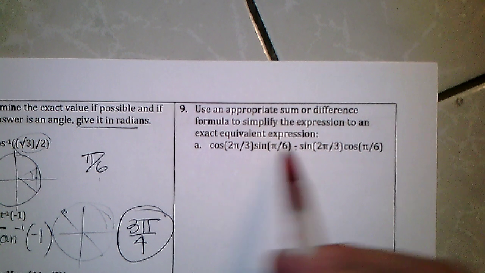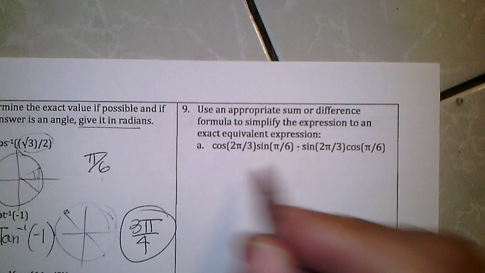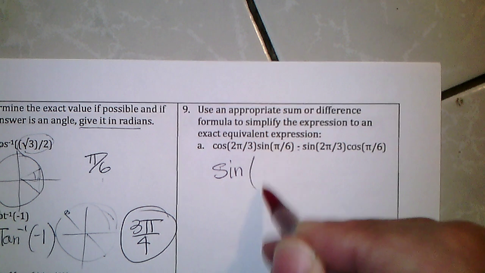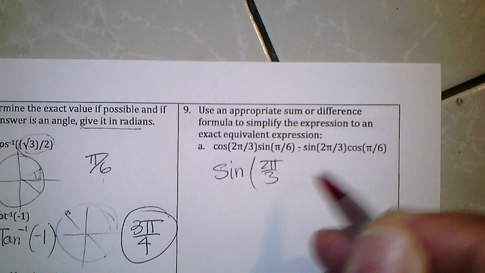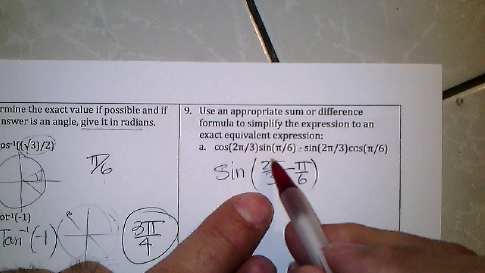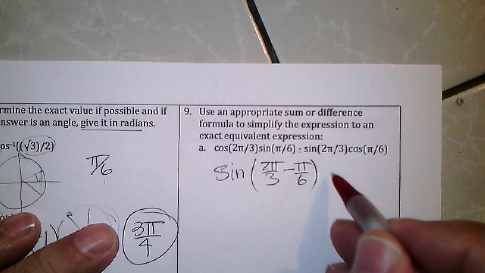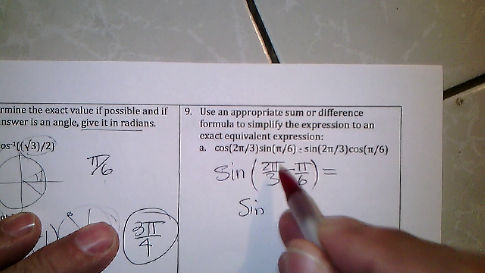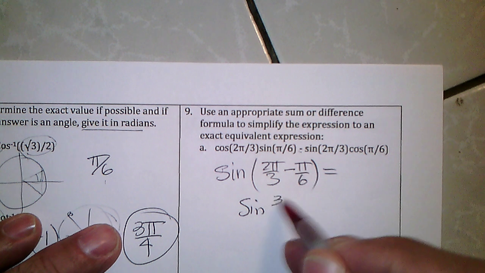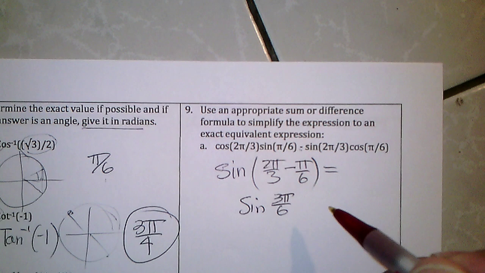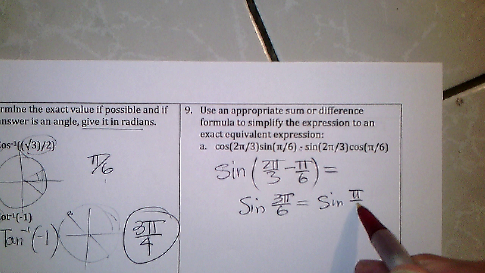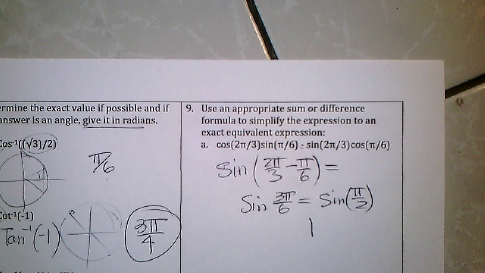Simplify this. Well, if this is minus and it's cosine, sine, sine, cosine, that's the sine difference formula. So that's the sine of 2 pi over 3 minus pi over 6. So that's 4 6 minus the 6, sine of 3 6, which is 3 pi over 6, which is pi over 2, which is 1.